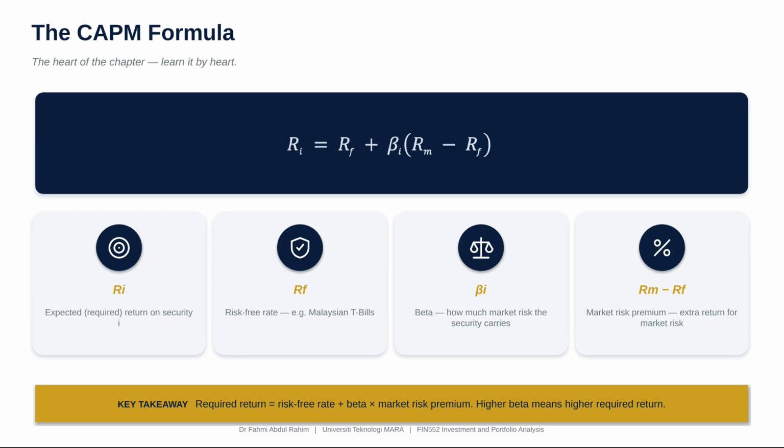Put it in words, and you have the takeaway. The required return equals the risk-free rate plus beta times the market risk premium. The intuition is beautiful. You start with the safe return, then add a risk premium that is scaled up or down by beta. So a higher beta, meaning more risk, gives a higher required return. Let us look more closely at that market risk premium.